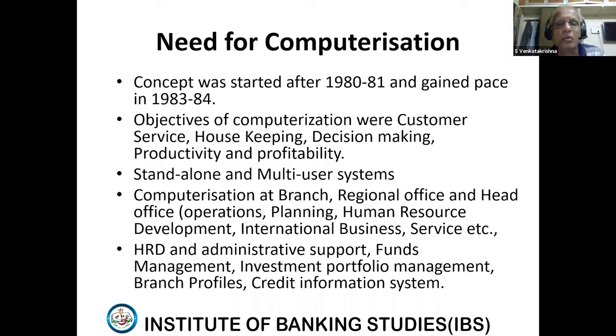Normally we talk about the operations department, planning department, human resource development department, international business services, etc. I'm not going in depth into the operational level of these departments, which is a topic for some other sessions, where I think you will be discussing them. Then there are human relations or administrative support, funds management, investment portfolio management, branch offices, and branch profiles. What are the various activities of a branch? Every branch will not do every activity.